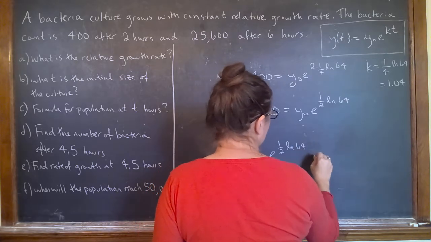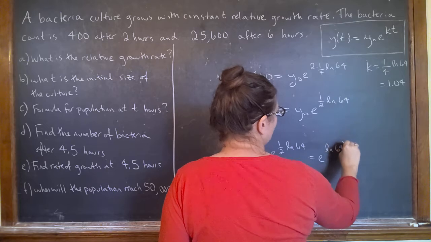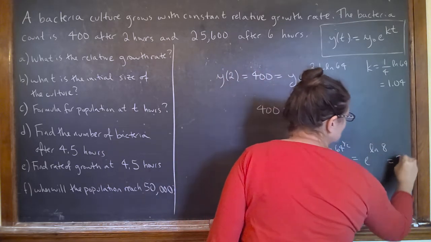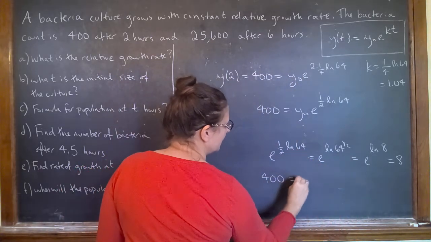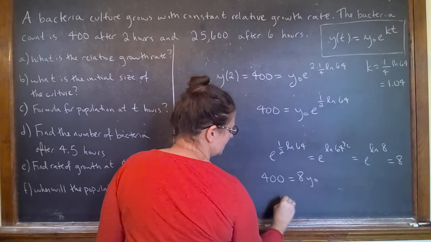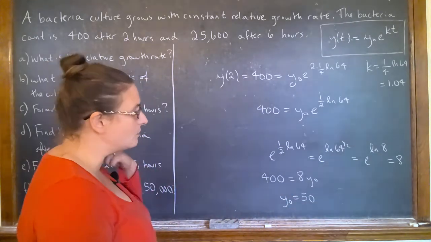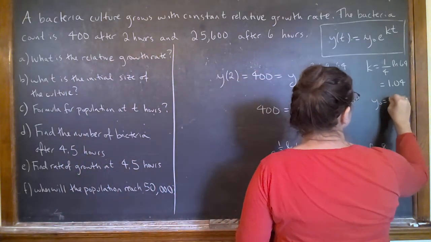I pull up the 1/2, so I get e to the natural log of 64 to the 1/2. So e to the natural log of 8. So this is just 8. I end up with 400 equals 8 Y naught, which is Y naught equals 50. So that's what I started out with, my initial population, Y naught equals 50.